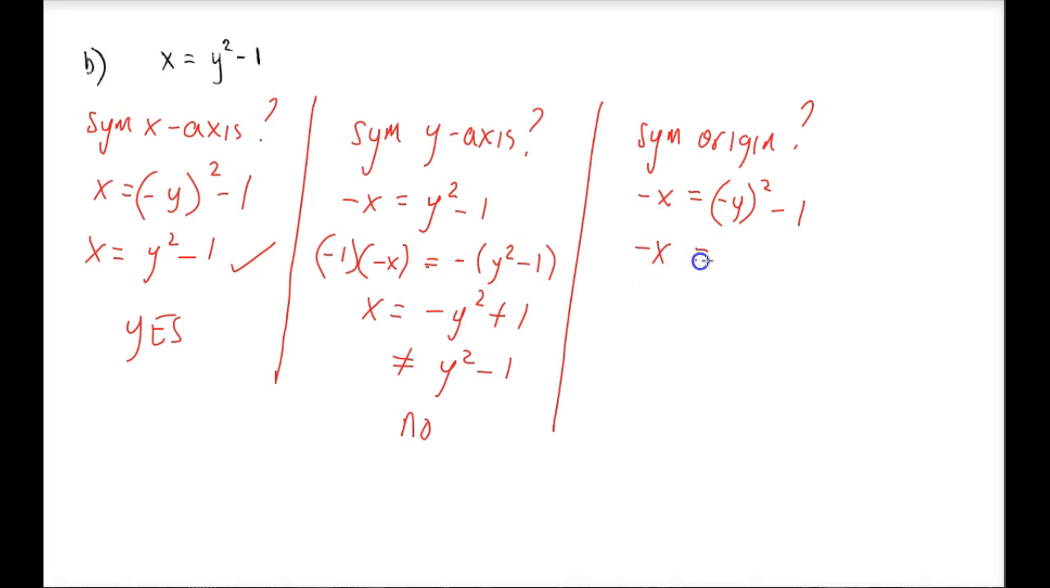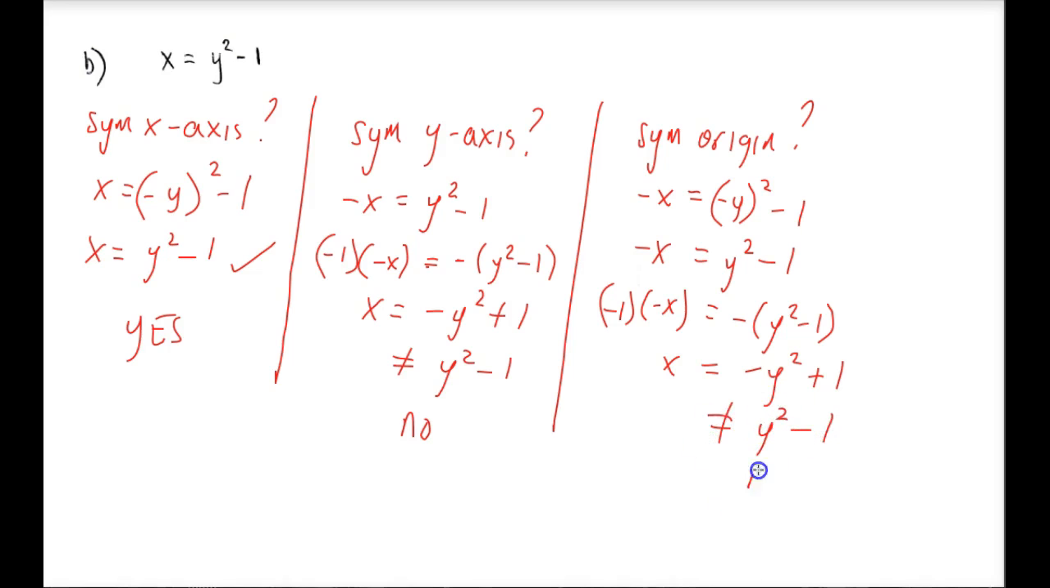So just like how we've done before, negative y quantity squared is this, and we multiply both sides by a -1 again, and we see that this is x minus y squared plus 1, and of course that's not equal to y squared minus 1. So here the only symmetry we have is about the x-axis.